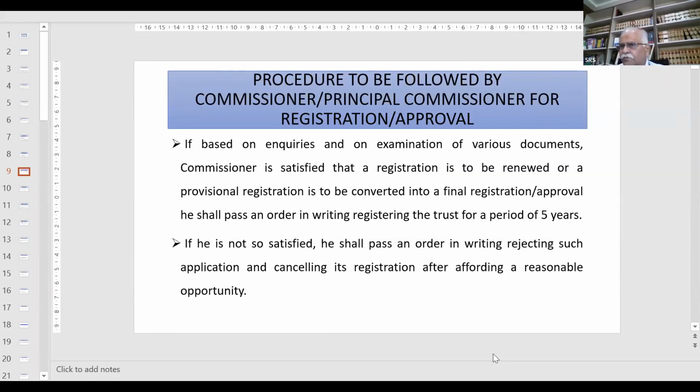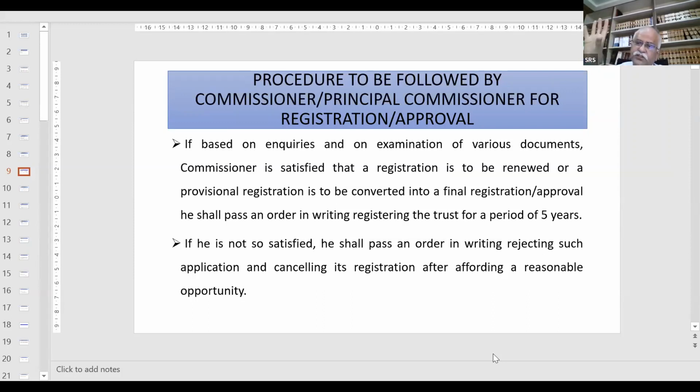But we will see later that there are certain specific procedures and sections which have been brought in to deal with the cancellation of a registration. The commissioner must follow those procedures. He can't simply say that I am satisfied that you are not eligible for renewal and therefore I am cancelling it. He may say that you are not eligible for renewal and it should stop.